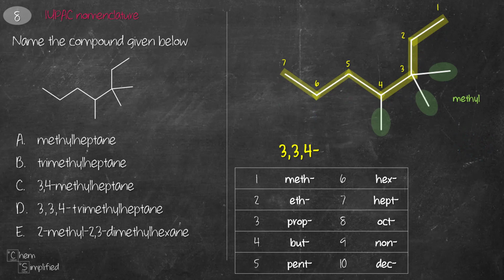Now, because we have 3 groups of methyl, we need to indicate that we have 3. The prefix for 3 is tri. So we're going to place tri in front of methyl, and we're almost there. The longest chain is 7 carbons, so 7 is HEPT. And because this is an alkane, we add an ANE, that becomes heptane. Final answer is 3,3,4 trimethyl heptane.